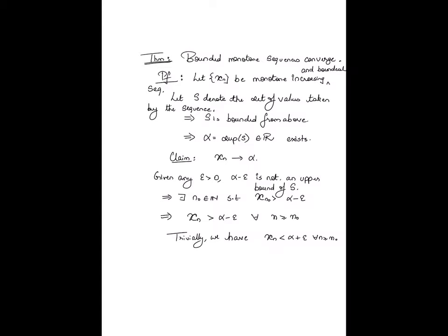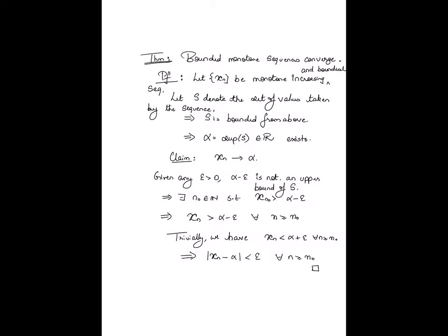So xn is going to be less than or equal to alpha for all n. So clearly you're going to be strictly less than alpha plus epsilon. And so patching these things together, we conclude that the absolute value of xn minus alpha is in fact going to be less than epsilon for all n greater than or equal to n0.